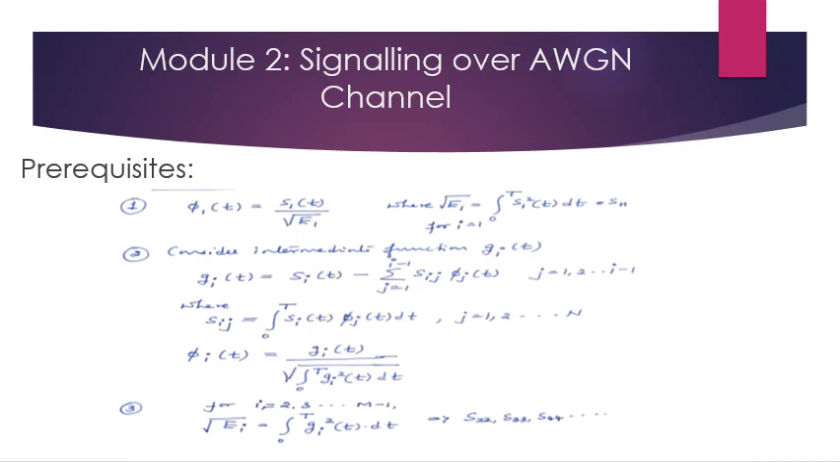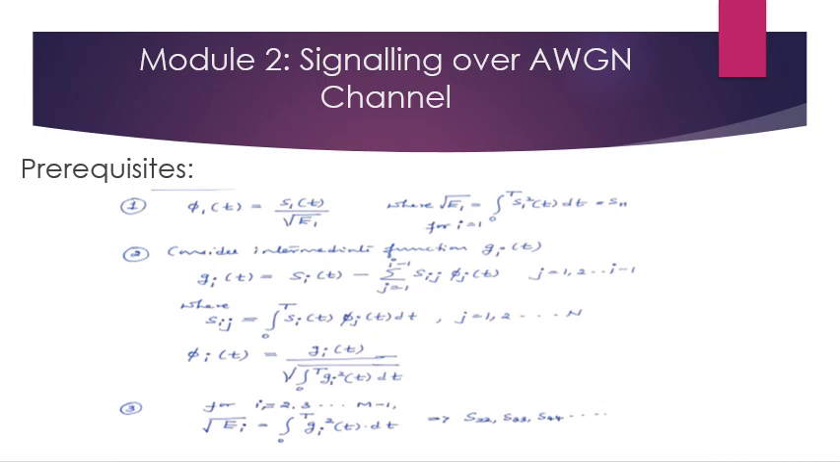The first formula is phi1 of t is equal to s1 of t divided by root of E1, where E1 is nothing but an energy signal, which is defined as the integration from limits 0 to T of s1 square of t dt, which is equal to s11 for i equals 1.